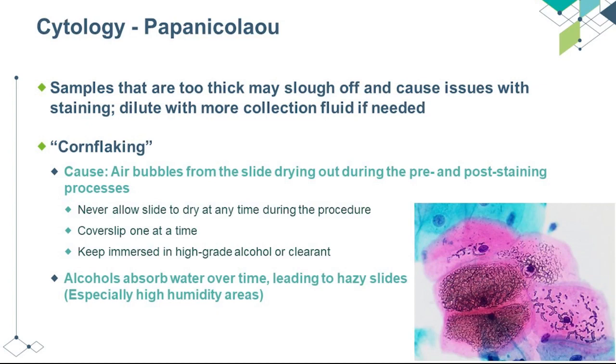And we mentioned this previously, but not by name, this issue in this photo here is known as cornflaking, because the cells can look like cornflakes under the scope. The cause of this is when air bubbles get trapped under the mountant and cover slip. This happens when the cells take on air, usually after clearing in xylene, but can happen at any point throughout the staining process too. The way to avoid this is to never allow the slide to dry at any time during the procedure, and if needed, cover slip only one slide at a time.